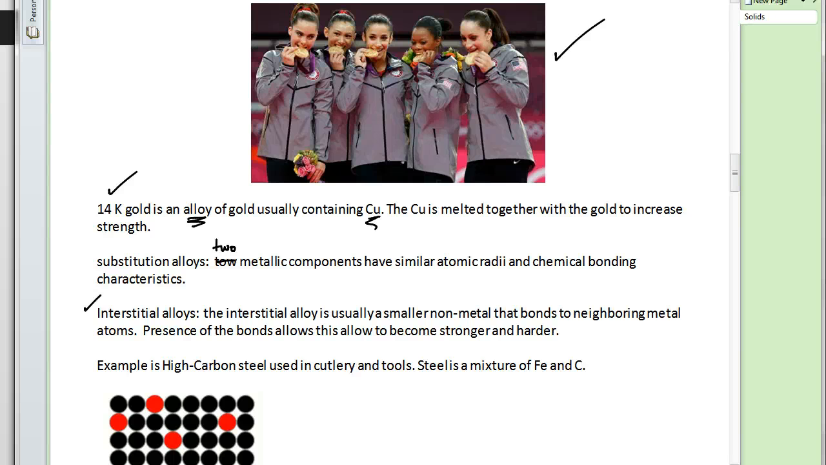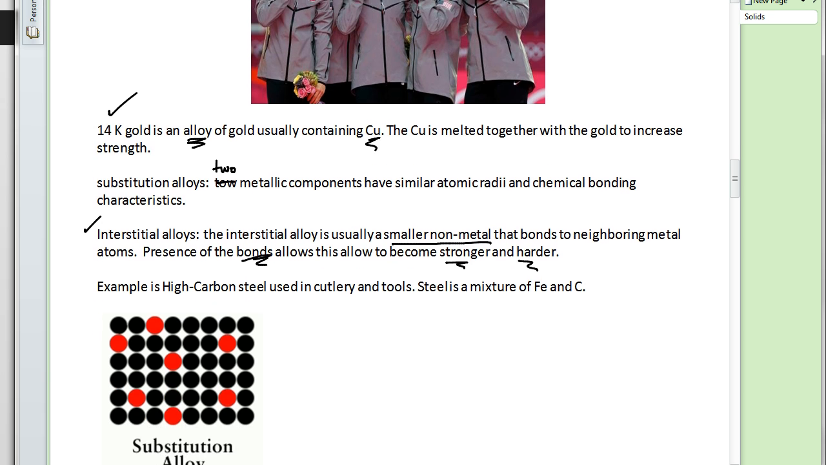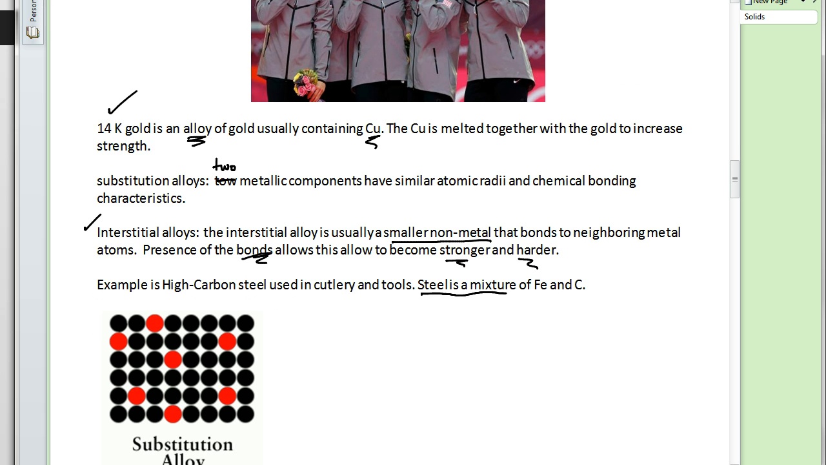Interstitial alloys are the next one we'll talk about, and these are usually when we have a much smaller non-metal that's bonded to the neighboring metals in a metal, and the presence of the bonding allows it to become a lot stronger and a lot harder of a metal. A great example is steel. Steel is a mixture of iron, Fe, and carbon together. This is an interstitial alloy, and the amount of carbon put with the iron really determines the strength.